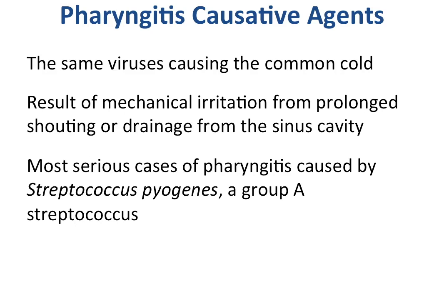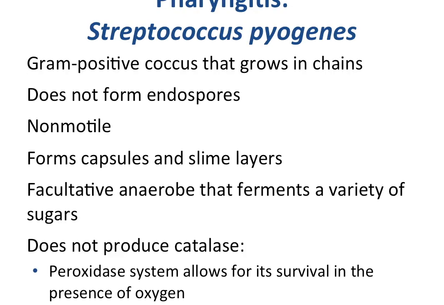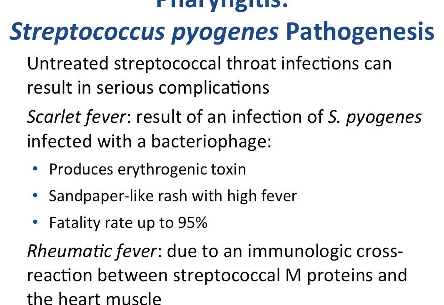The agent that causes this problem is Streptococcus pyogenes, group A Streptococcus. This bacterium is a gram-positive coccus that grows in chains. It is non-motile and can form a capsule. It is a facultative anaerobe that doesn't produce catalase.